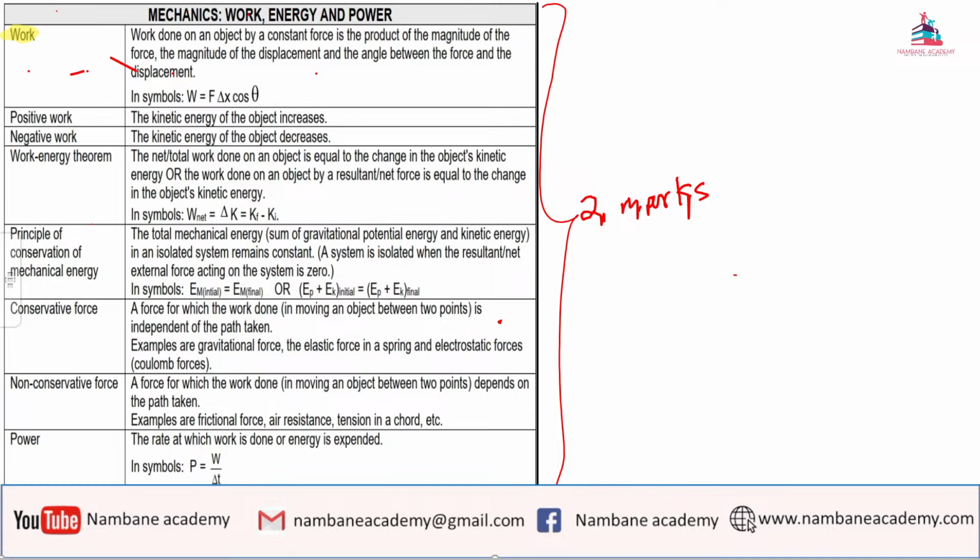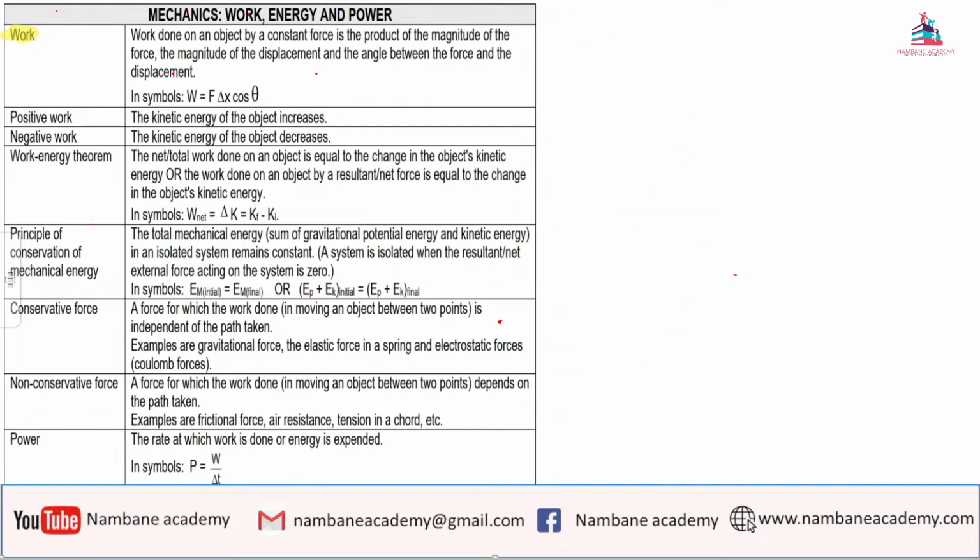The very first one is now the word work. And work is defined now as work done on an object by a constant force is the product of the magnitude of the force, the magnitude of the displacement, and the angle between the displacement. Let me quickly explain that. Me explaining that, I will need to have a diagram. Let's say we have a surface here, which is in this instance will be a frictionless surface.